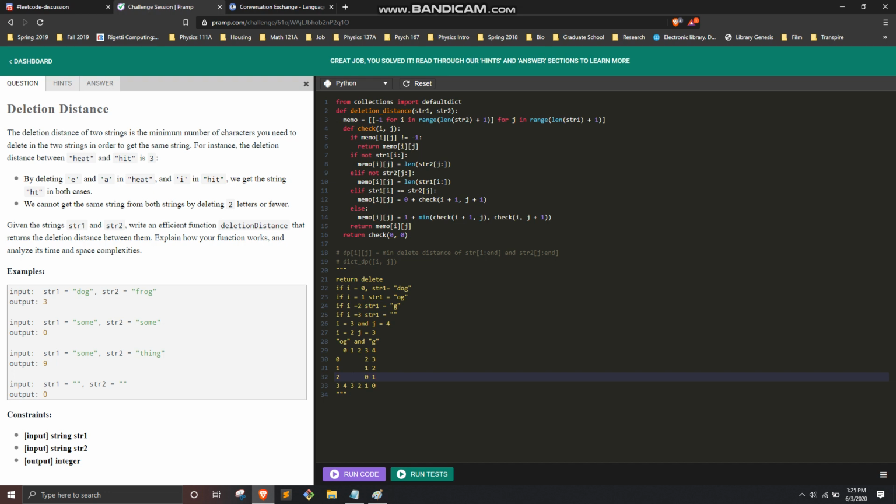Okay, now we go to 2 and 2. If i is equal to 2, it's g, and j is equal to 2, it's og, I think, so it'll just be the min. So let's see here, 1, then we go up. Now for this one, they're going to be equal, so it's going to be 0 plus the min, so it's 0 edits here. And if I go up, they're definitely different here, so it'd be 1 plus the min of the surrounding elements.